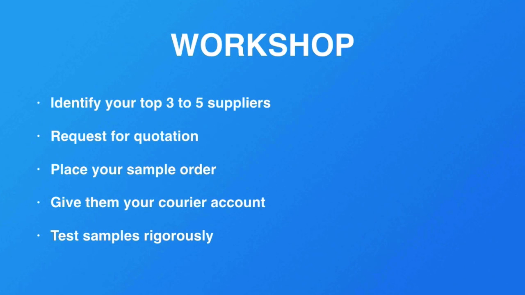So let's do a little workshop right now. Let's start by getting some samples that you want. First, you want to identify your top 3 to 5 suppliers and put in your request for quotation. Get them quoted, and then you can start placing your sample order. Once you have the quotation and it fits your needs, you want to place your sample order.